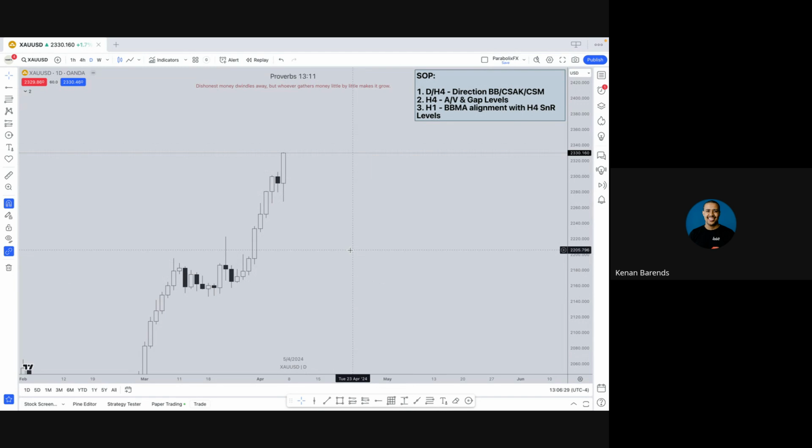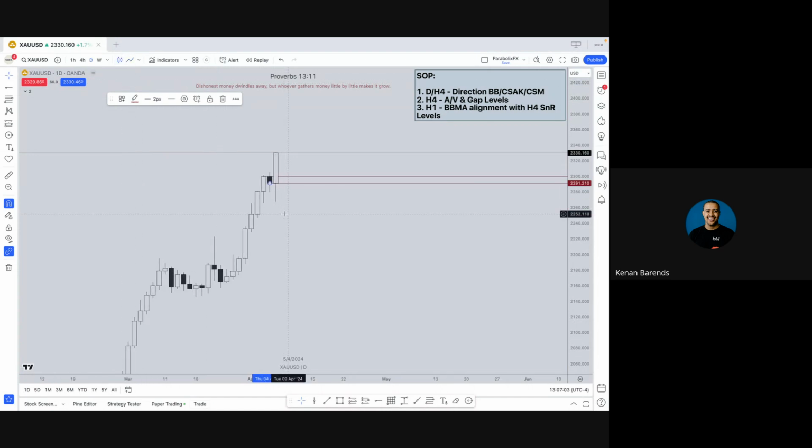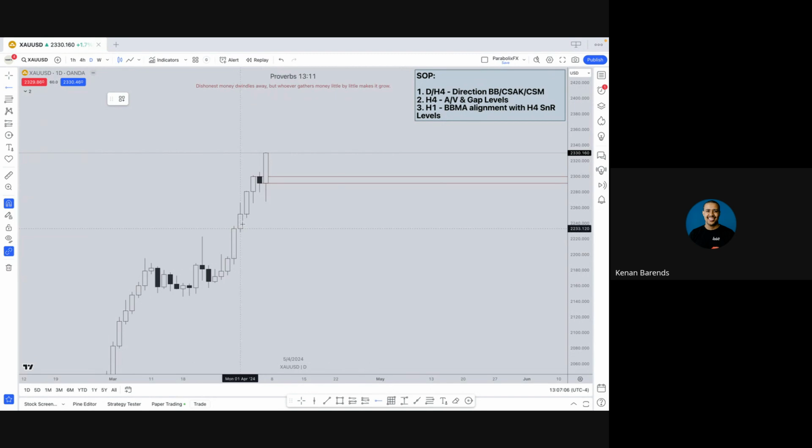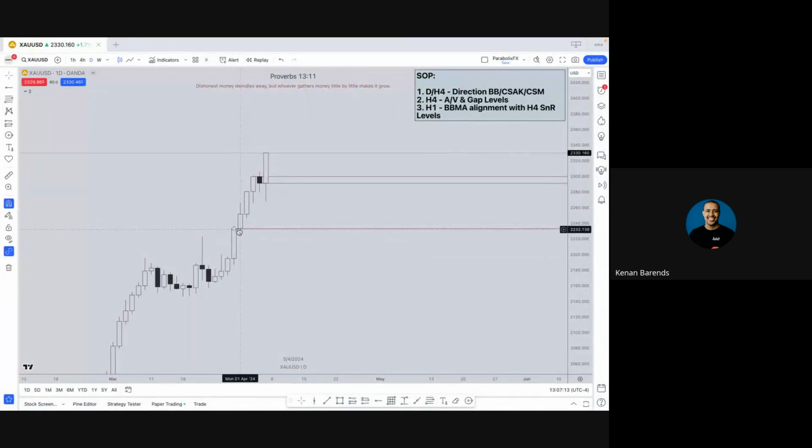Now, when we talk about Malaysian SNR, we're talking about A levels, V levels and gap levels. Most of you should know this. The way that we would identify an A level and a V level would be firstly on your line chart. So this over here would be an A level because it makes the shape of an A, as you can see. And a V level is the one right below it because it makes the shape of a V, down and up. Very simple. The only other one that you can't see on the line chart would be your gap level. Your gap level would be the zone between two candles, like that. So we've got our A level, our V level, and our gap level.